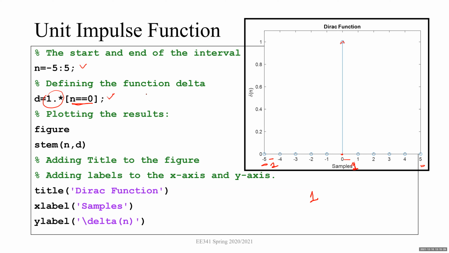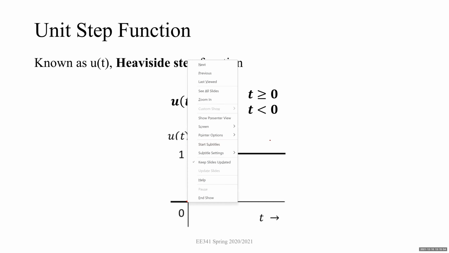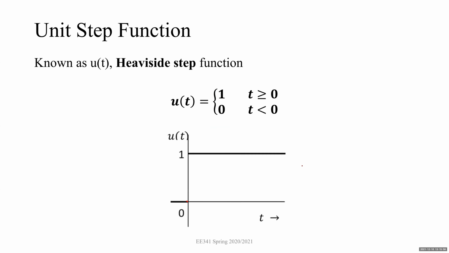So, and then rest it is 0. By this command, it will give me one amplitude only at the value which is equal to 0. Then stem and d means give me an impulse at the value 0. Then this is the title here, then this is the x label, then this is the y label. That's it.